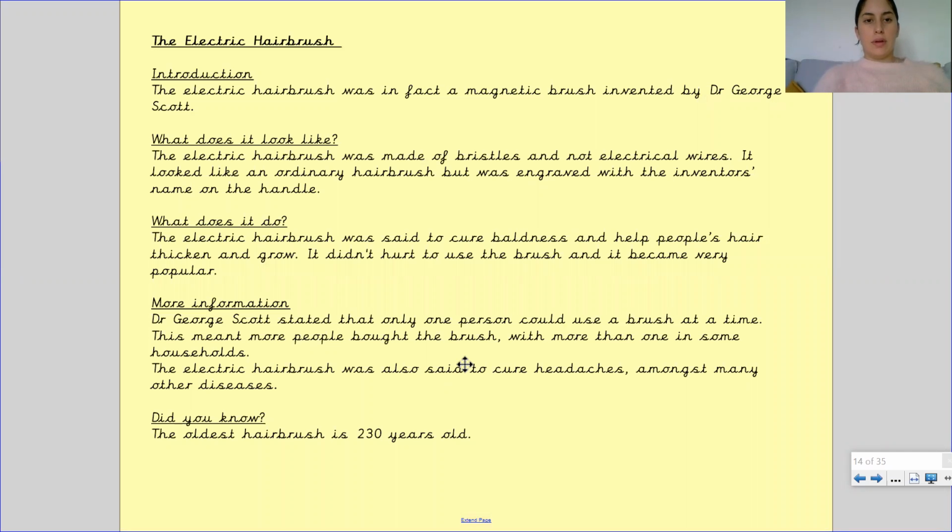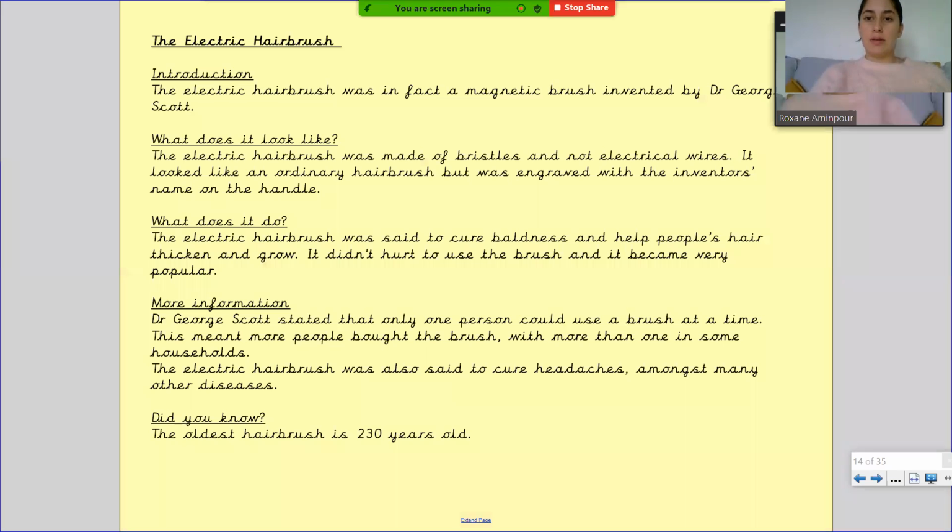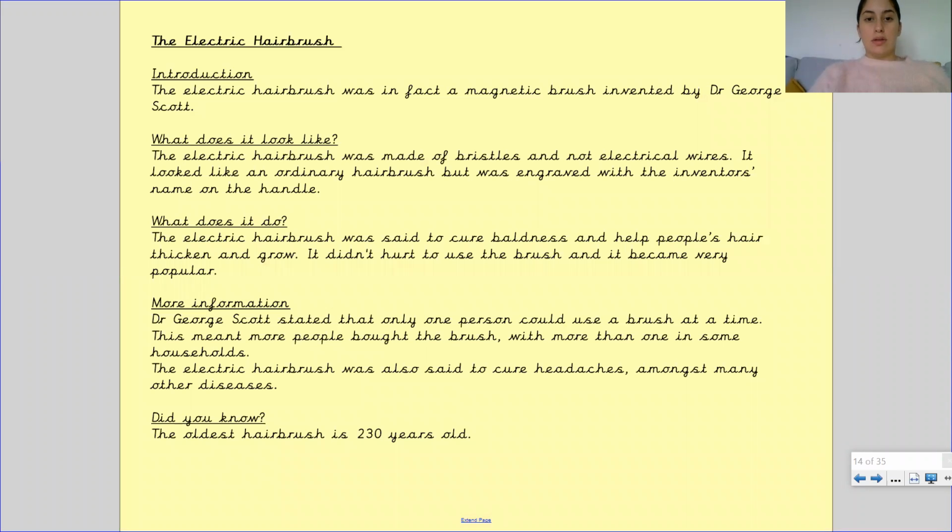So again, I'm just going to quickly show you our electric hairbrush text map, just so we can see what the introduction looks like. So here the introduction is, the electric hairbrush was in fact a magnetic brush invented by Dr. George Scott. So we're not going to use this exact sentence structure, but this is just to give us an idea of what information could go in the introduction paragraph.